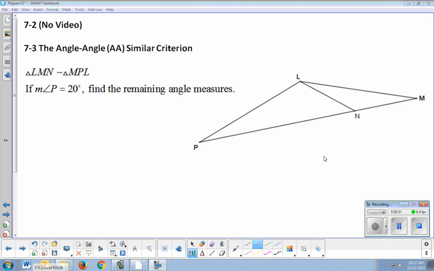Geometry, Unit 7, Section 3. There is no video for Unit 7, Section 2.